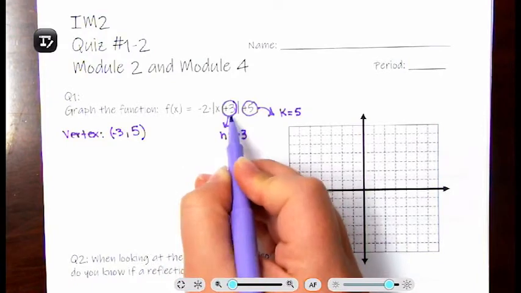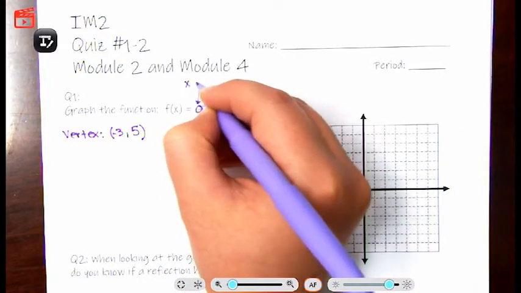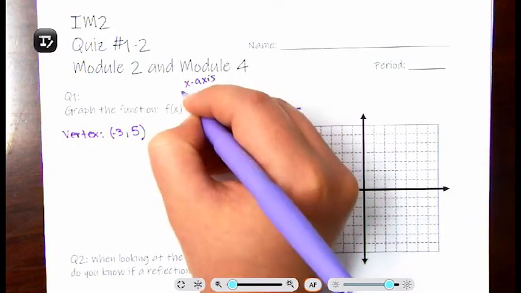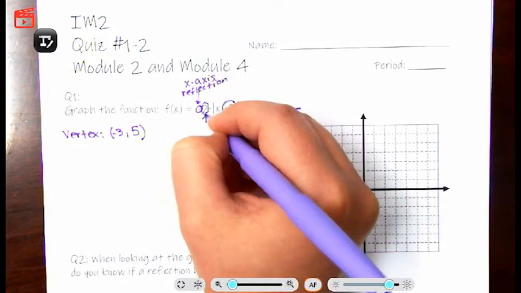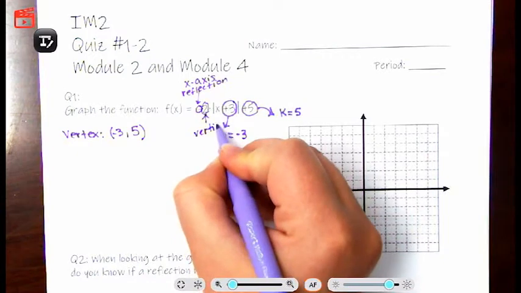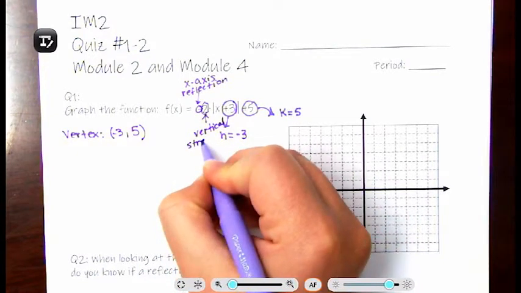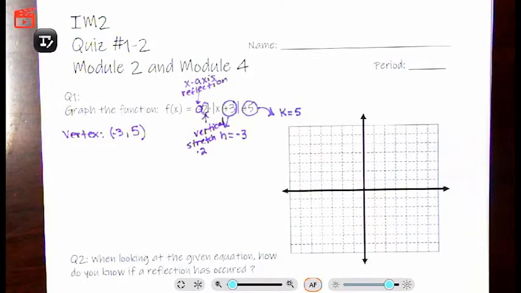Make sure you have the opposite of 3. Now this negative here tells you that there's going to be an x-axis reflection. And this 2 tells you that there's a vertical shift, or excuse me, a vertical stretch by a factor of 2. So now we have our vertex. We're going to do a quick t-chart to find out two other values for graphing.